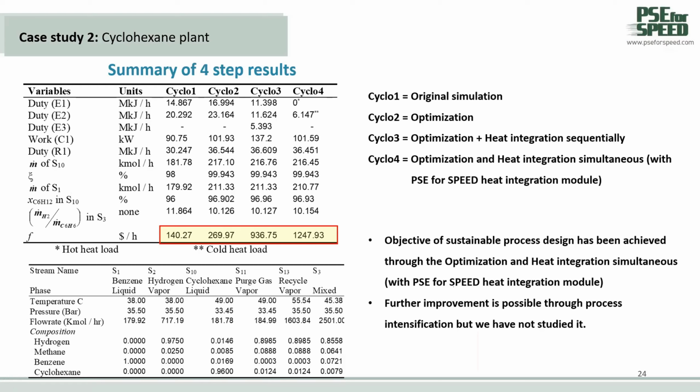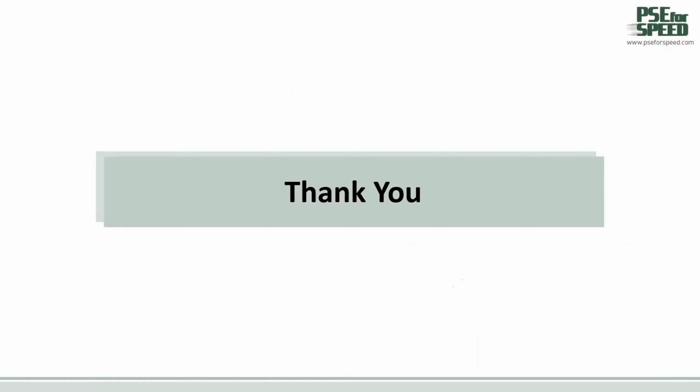The objective of the sustainable process design has been achieved through the optimization and the heat integration simultaneously by using this model. Because of the PSE SPEED model, the design variables were also modified slightly. These new values would not have been found if the simultaneous optimization and heat integration had not been done. Further improvement is possible through process intensification, but we have not studied it. So thank you for your listening, and I will end my presentation here.